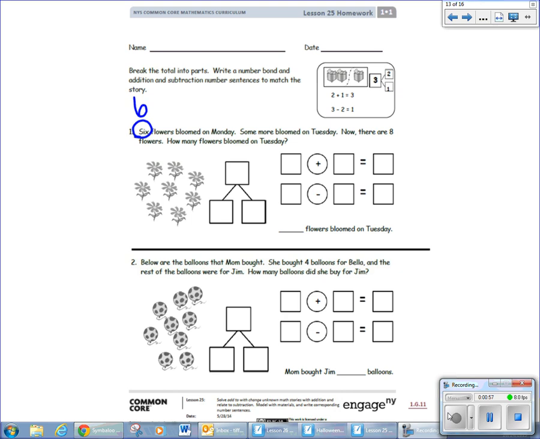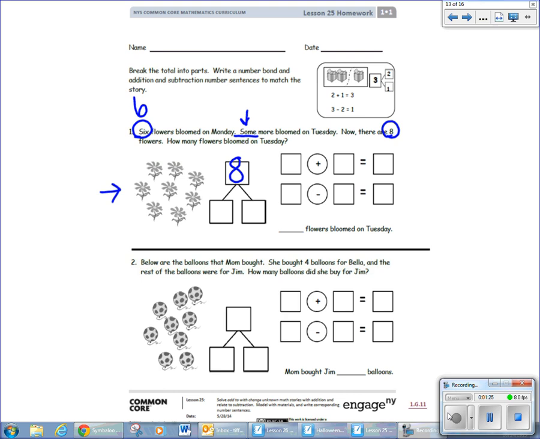Some more bloomed on Tuesday. The word some means we don't know how many, but we know some flowers were blooming on Tuesday. Now there are 8 flowers. I would circle that 8. How many flowers bloomed on Tuesday? Well, this page was so nice that they've already drawn 8 flowers for you because we know that is the total number of flowers that we have. So that is what's going to go on the top number bond.